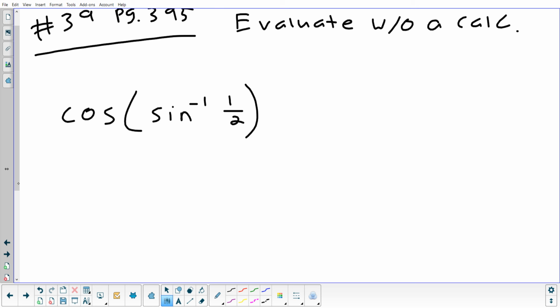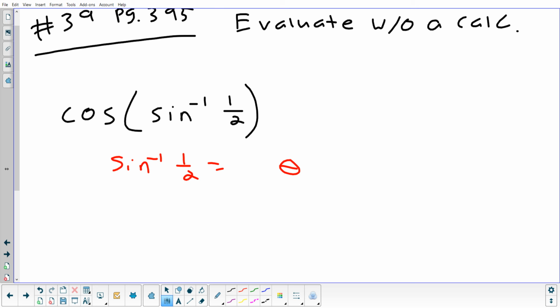All right. Can someone start me off? What's the first thing that I should do here? Okay. Set it equal to theta. Yeah, set what equal to theta? The trig function. Yep, set the inner trig function equal to theta. Okay, step one.